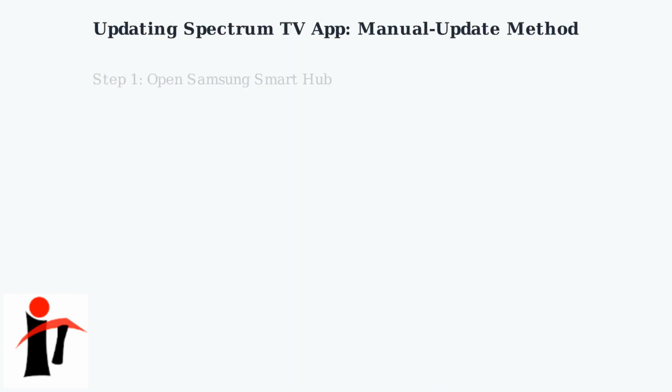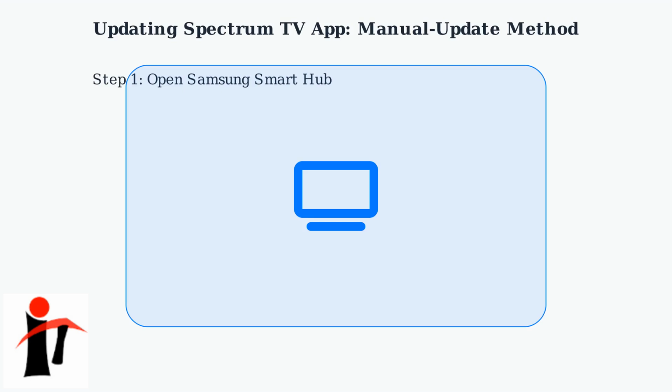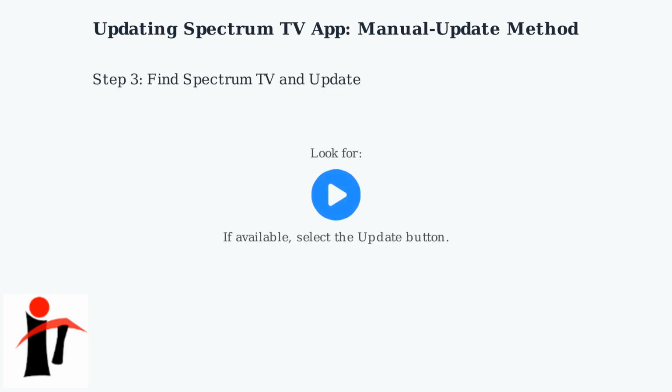If auto updates fail, you can manually update the Spectrum TV app. Start by opening the Samsung Smart Hub on your TV. From the Smart Hub, navigate to the Apps section and select My Apps to see your installed applications. In My Apps, find the Spectrum TV app. If an update button appears, select it to download the latest version.